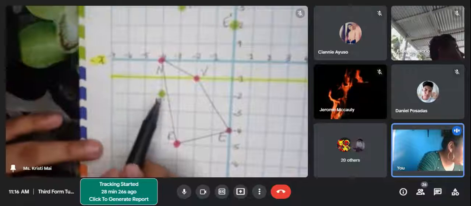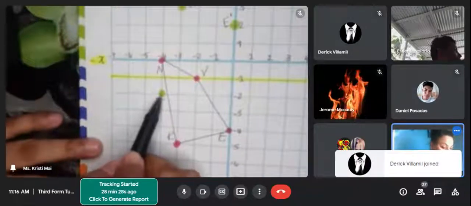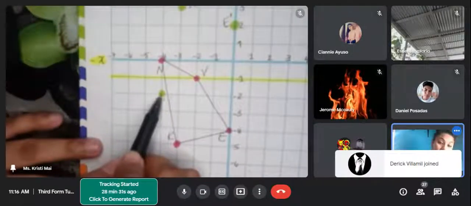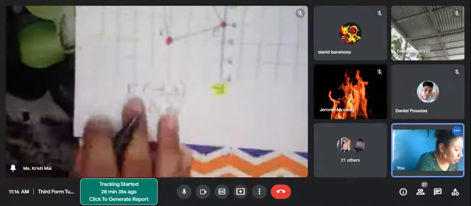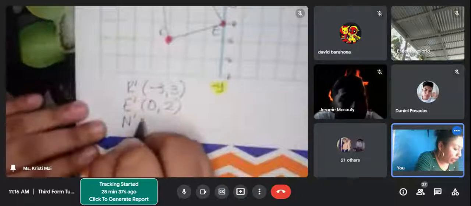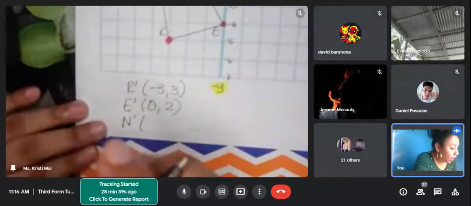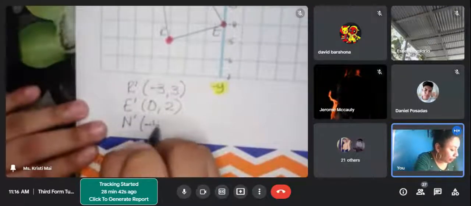What are the coordinates of this point? Negative 4, negative 2. Very good. So n apostrophe, n1 is going to be negative 4, negative 2.